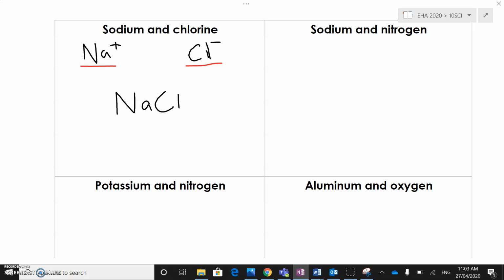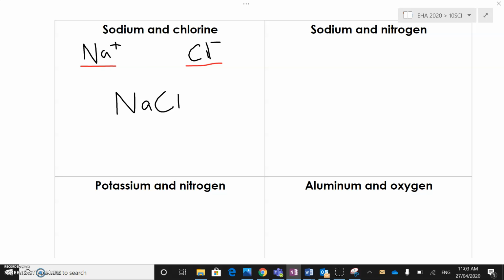Notice how we haven't bothered to write the ones down the bottom here. Just like in maths, when you're doing some algebra, you don't need to write 1x. If you don't have a 1, you just understand that that means that there's one of those ions. Second example, sodium and nitrogen.